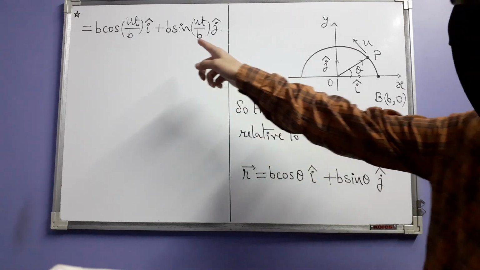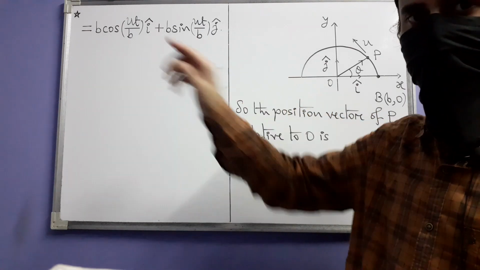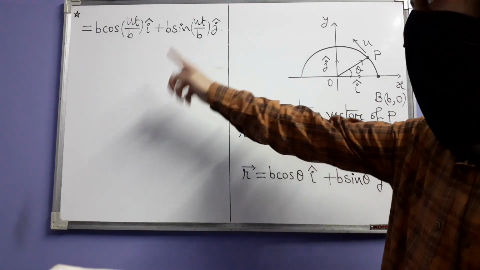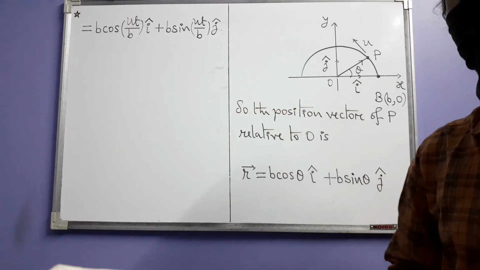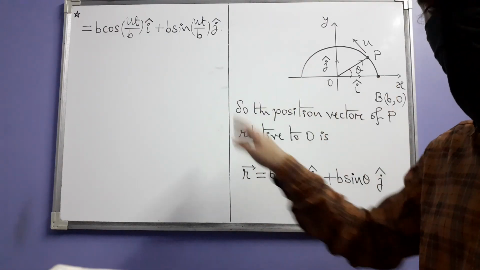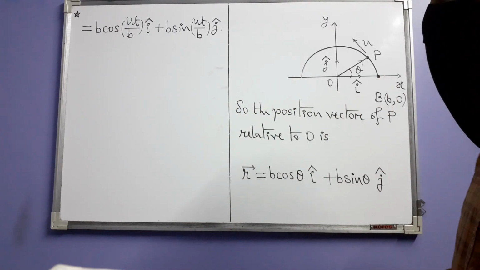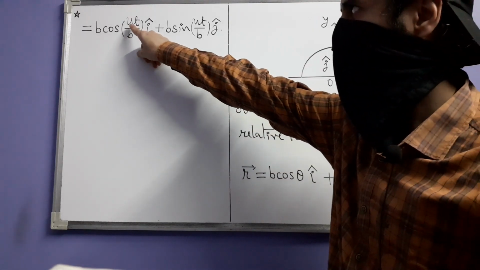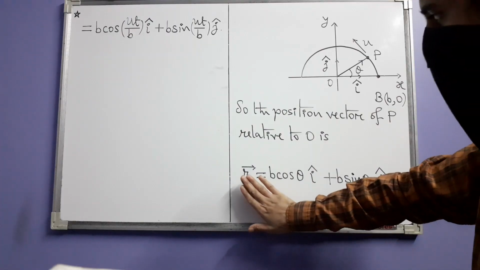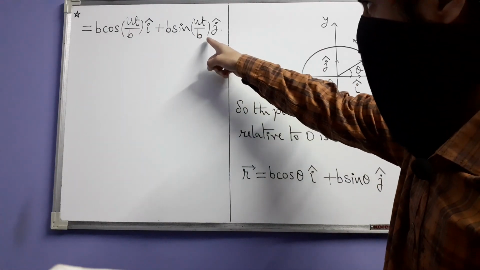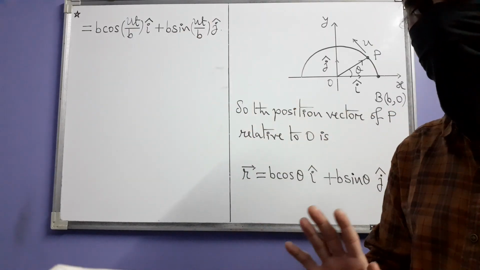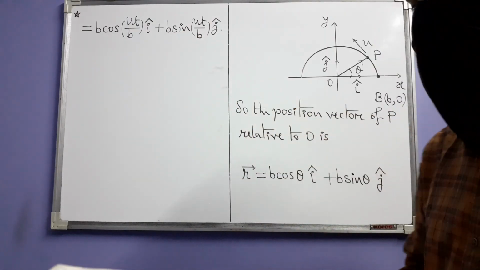But now you write what theta is: ut divided by b, and that's how you get the position vector in terms of what is given to you, that is b, the radius of the circular path along which the particle is moving, and the speed u, which is constant. So you now have r as a function of t.